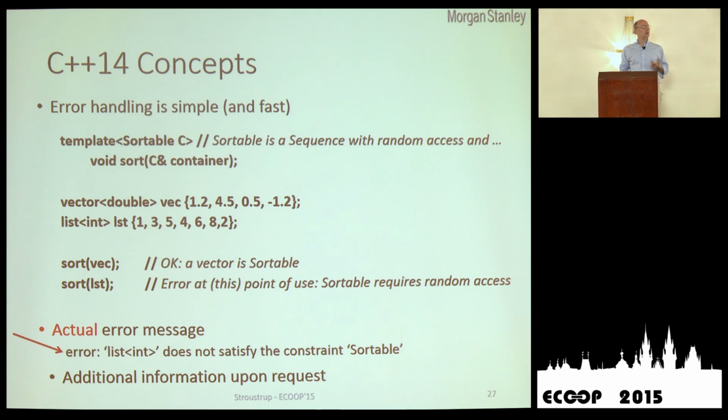Fine. Next thing, sort the list. Is the list a sequence? Yes, it is. Is it random access? Nope. That's the end. And so instead of getting these ghastly error messages, the compiler actually says list of int does not meet the constraint sortable. And if you've set your error message level, it will tell you also, and it's not sortable because it doesn't have a subscript operator. That's about as precise and good as you want.